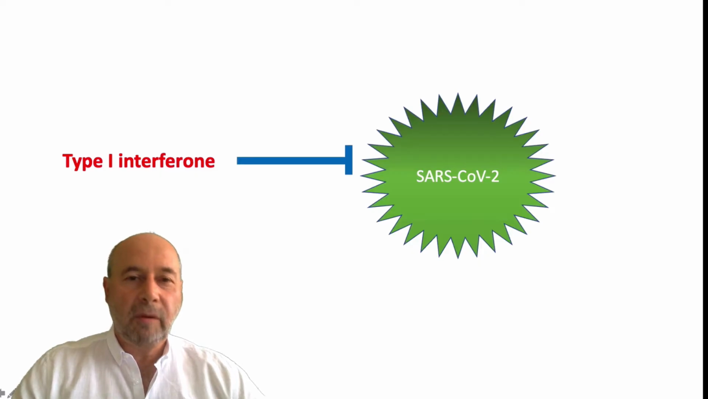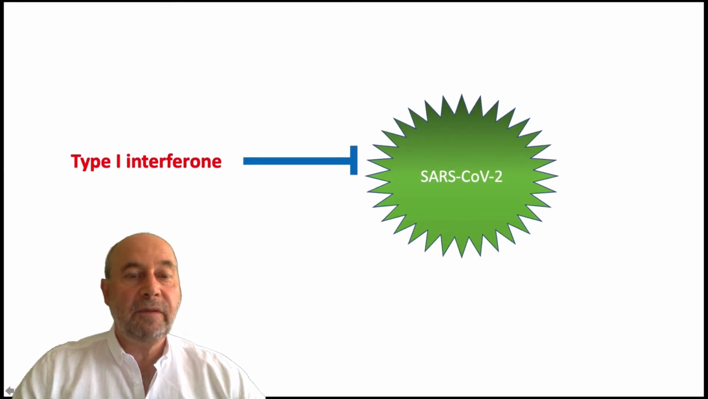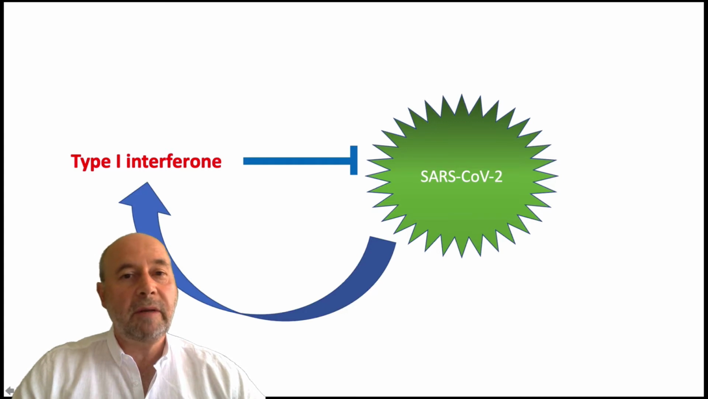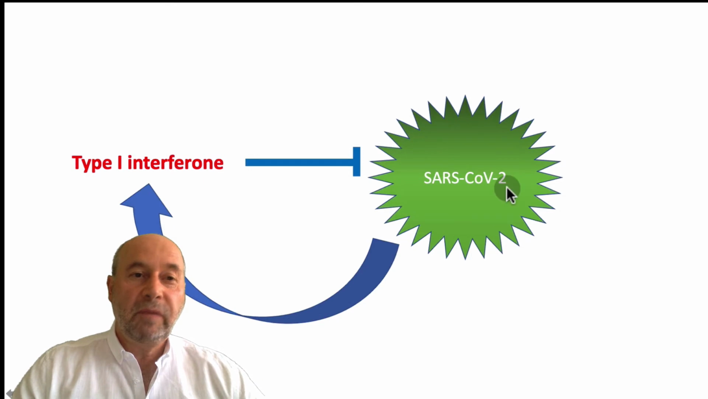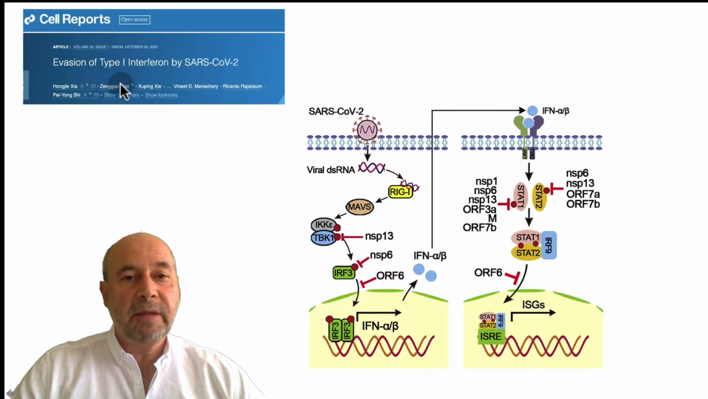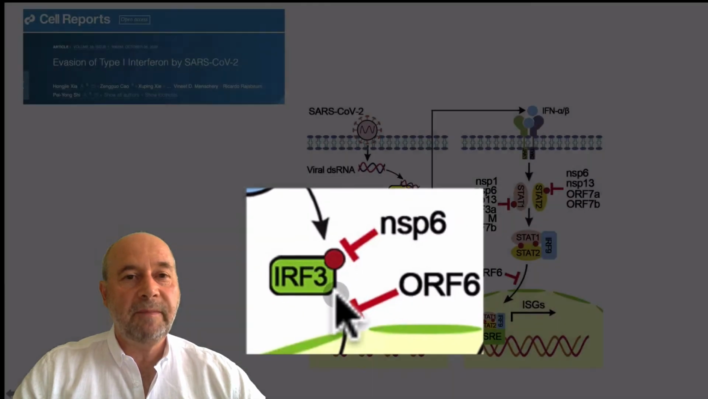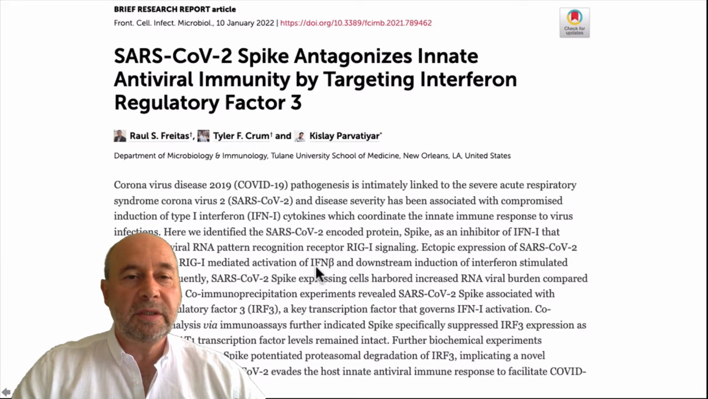Let's consider coronavirus infection. As you know, interferon is inhibiting coronavirus, and in turn, coronavirus is inhibiting interferon. For instance, one paper describes that different components of coronavirus inhibit the whole pathway of interferon, especially this factor called IRF3. It's also confirmed in this paper, where it is clearly shown that this IRF3 factor is inhibited by coronavirus proteins.